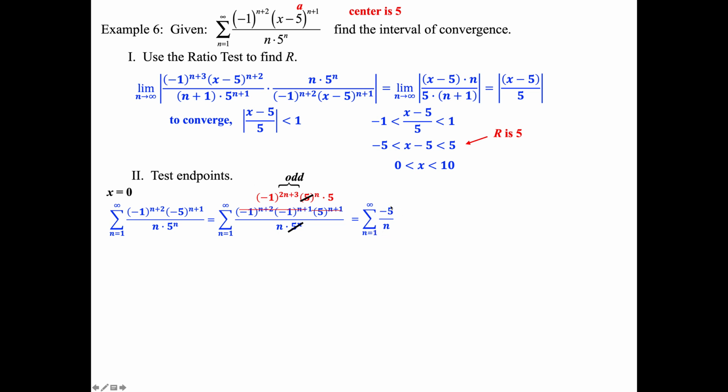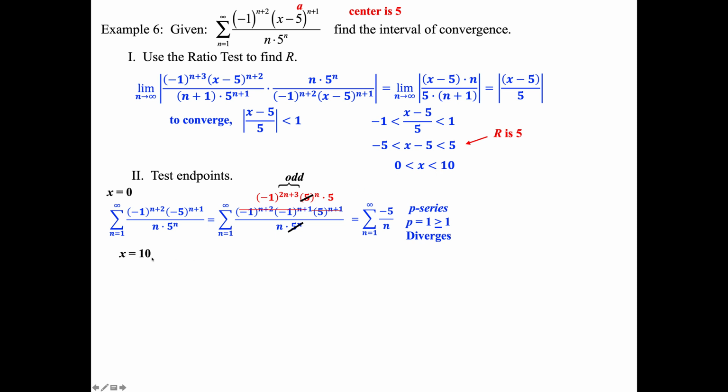So now we have negative 5 over n. And as I test this, this is a p series. All right, n to the first power. So this is going to diverge. p is equal to 1. When p is greater than or equal to 1, our p series diverges.